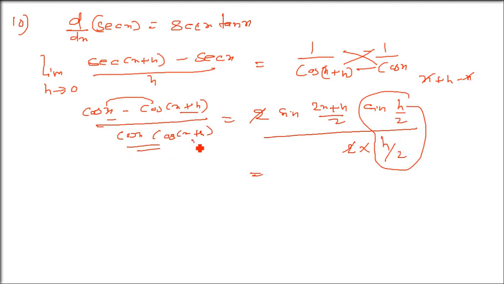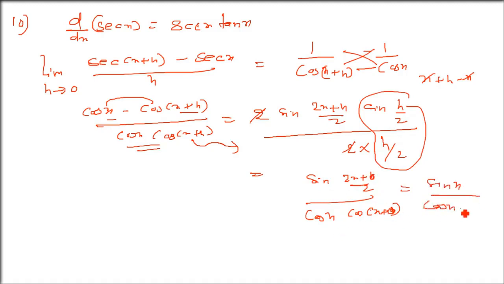Now let us write this here. So sin of 2x plus h by 2. And when we apply the limit, h is going to be 0. So it will be sin 2x by 2, that is sin x will come in the numerator. In the denominator you have cos x and cos of x plus h. Apply the limit, h is 0, sin 2x by 2 is sin x, and cos x times cos x is cos square x. So you have sin x by cos square x.